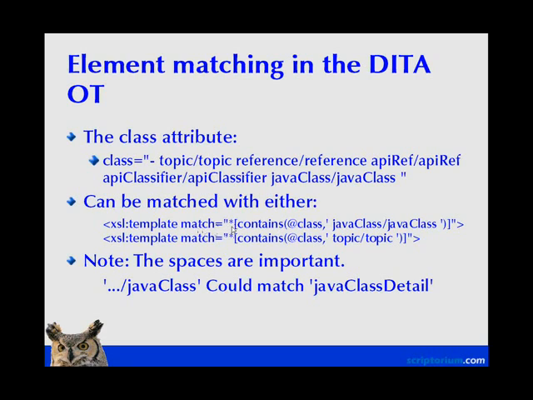I know this is getting in a little deep, but the important thing to note is that we saw before we had that select and match statement where we just specified the element name. In the Open Toolkit, instead, you're going to see this a lot. Our match is: match all elements, and then we need to find all elements where the class attribute contains space Java class slash Java class space. These spaces are important because if we didn't have a space at the end, this same match could actually match the Java class detail element.